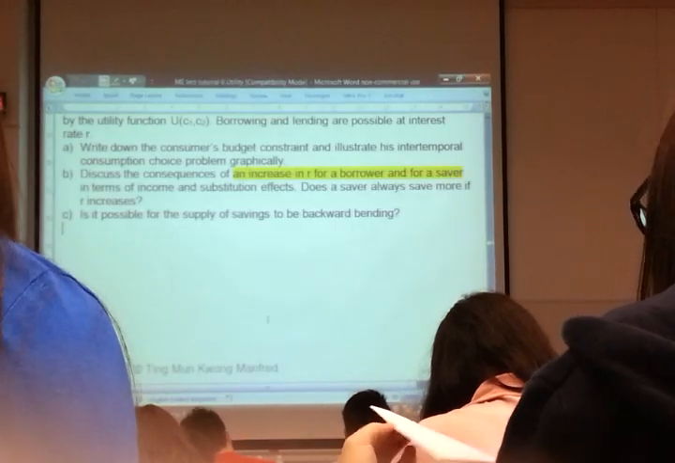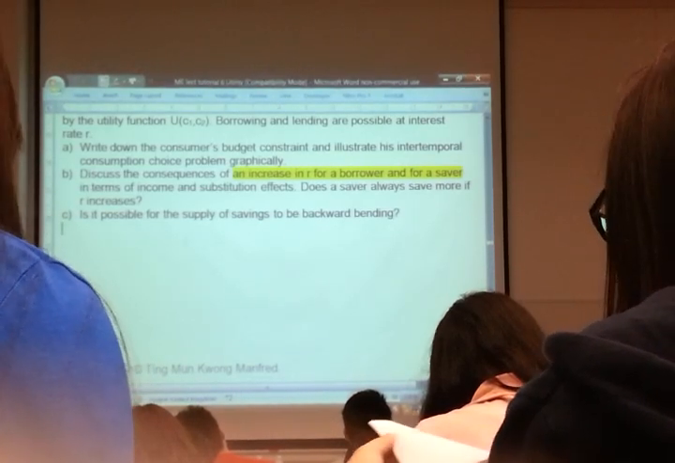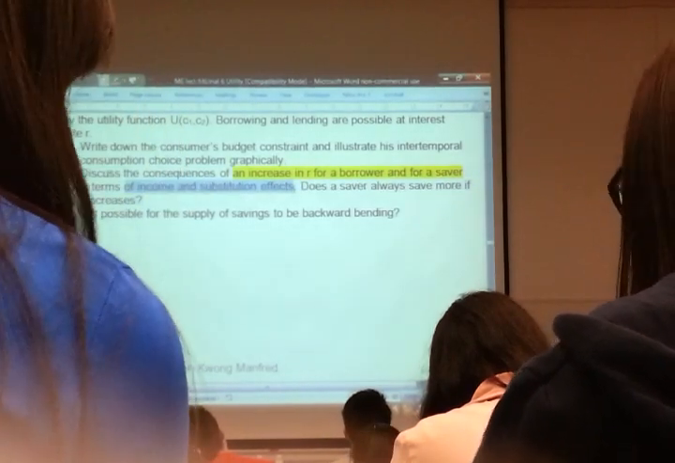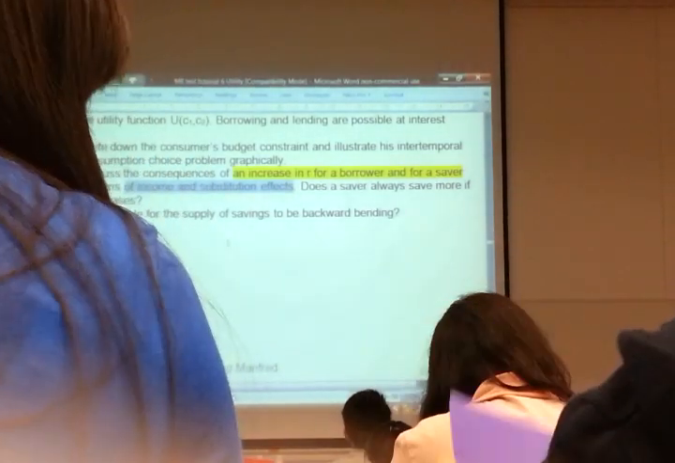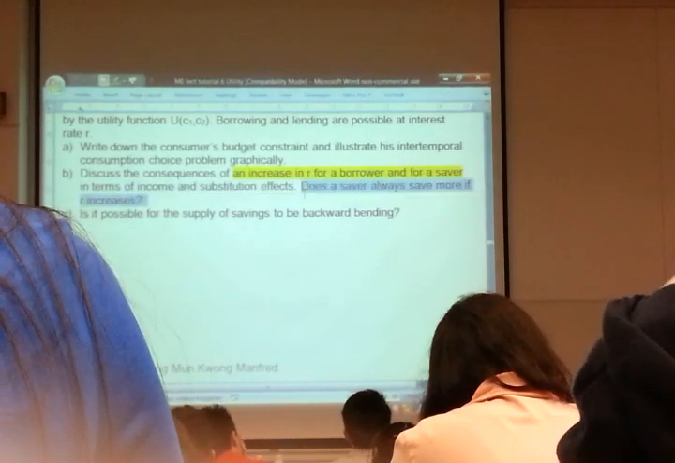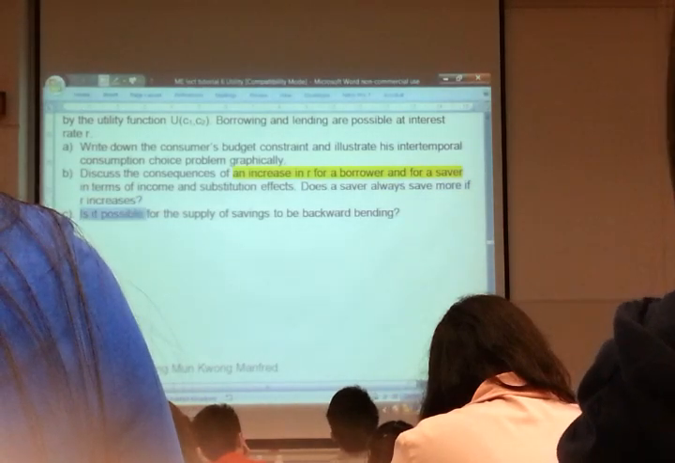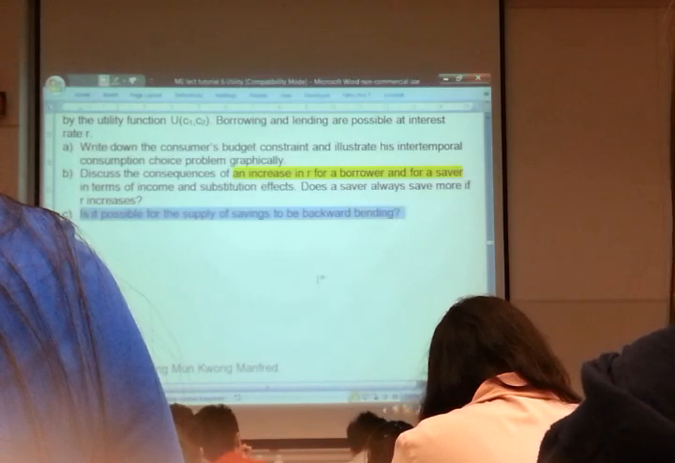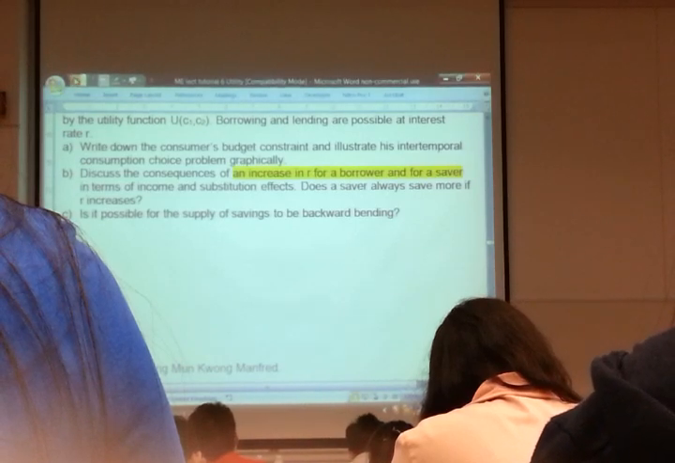How does the rise in interest rate affect borrower and also savers in terms of what? Income and substitution effect. Okay, that means we show the SE and the IE. Do savers always save more when interest rate rises? Is it possible for the supply of savings to be backward bending? Okay, so let's do it now.